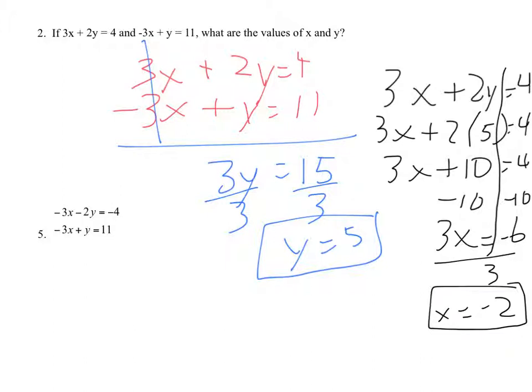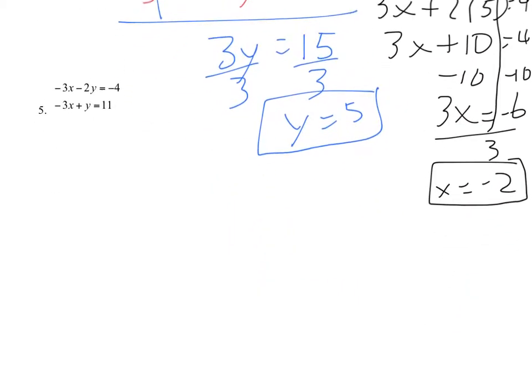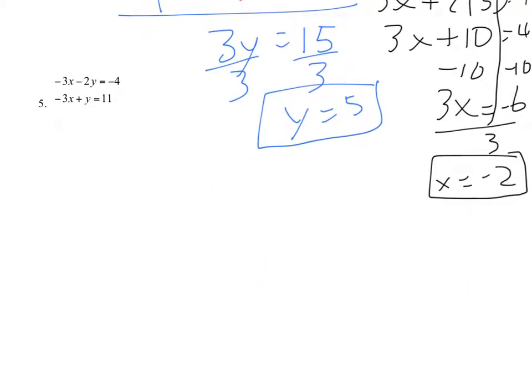Alright guys, for practice problem number 5, it's not so cut and dry, because as you can see, they're already stacked up, which is great. However, when we look at it, nothing can cancel out at the beginning. We got a negative 3x and a negative 3x. When I combine that, I'm going to get a negative 6x. That's not going to work. Same with a negative 2 and a positive 1. When combining it, I'll end up getting a negative 1.